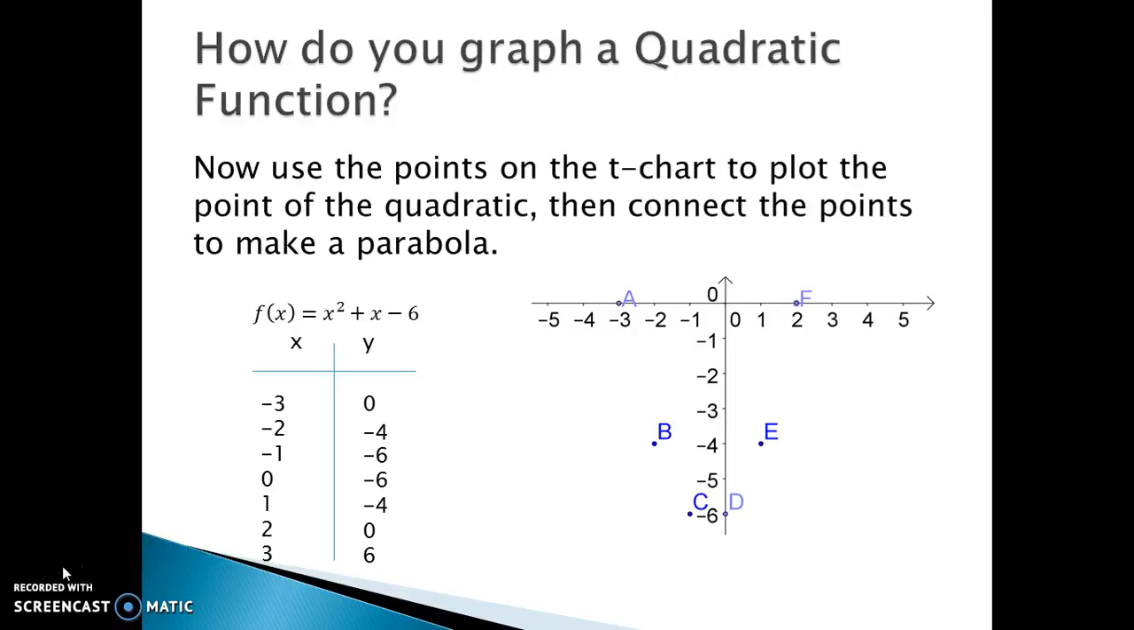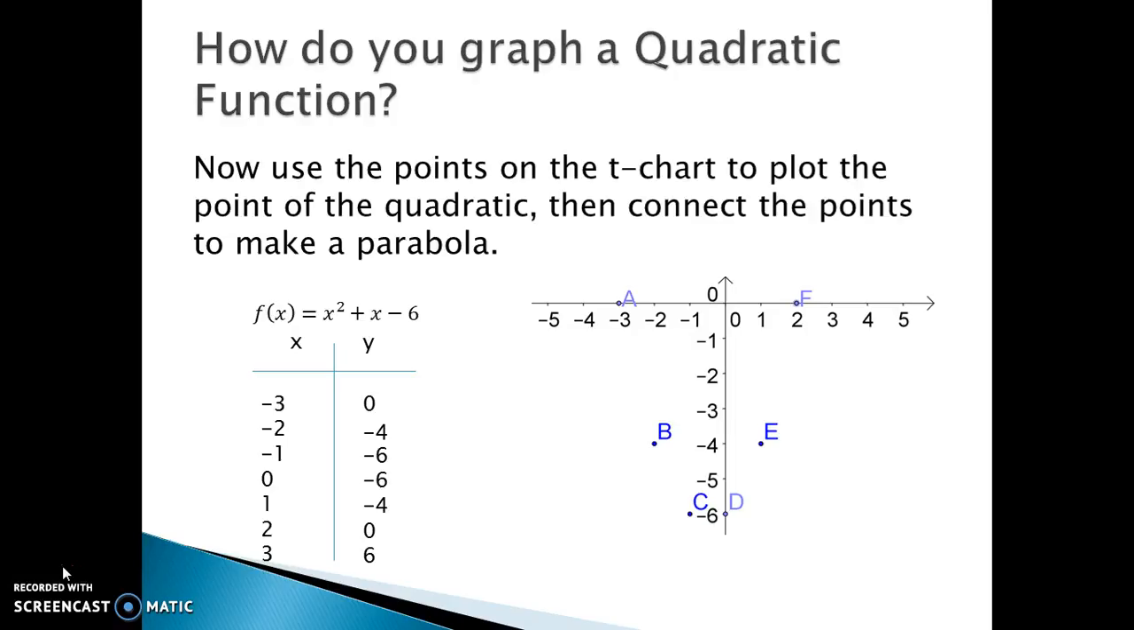Now, what I've done is taken each one of these points, A, B, C, D, E, F, and I have plotted them on this coordinate plane. I did not do the last one, 3, 6, because it would be way up here, probably where it says quadratic at the top of the slide. Okay, so I just cut that point off, which is fine because I have my overall shape.